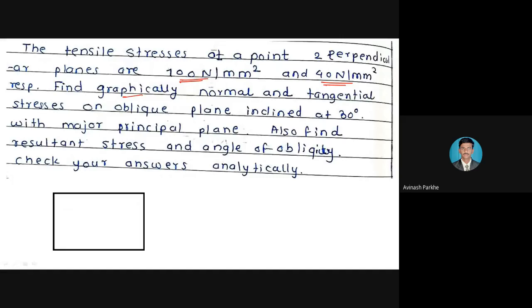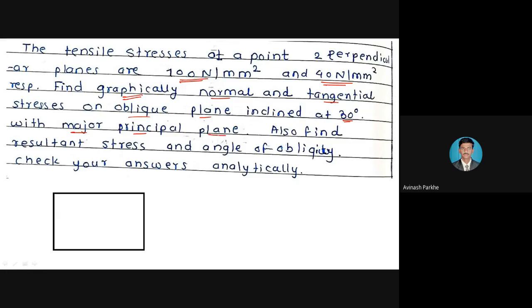If the word graphical or the word Mohr circle is not mentioned, then you have to solve this particular problem by using the analytical method or the list of formulas. But here it is clearly mentioned: find graphically the normal stress and tangential stress on an oblique plane which is inclined at 30 degree with the major principal plane.